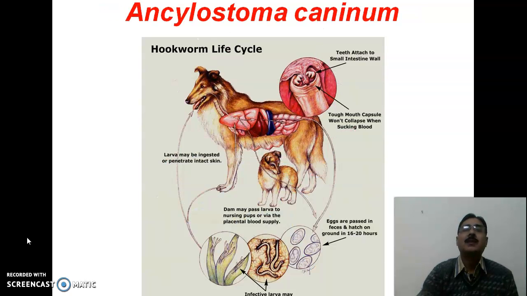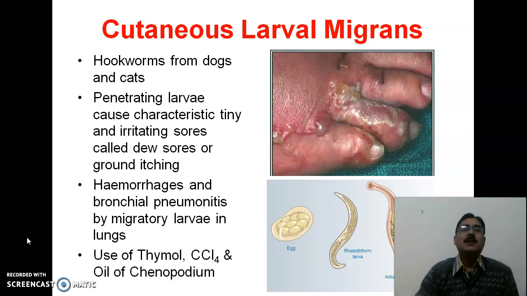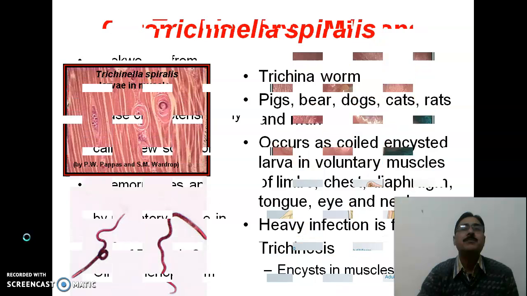This is the life cycle of Ancylostoma caninum, the hookworm of dogs. This is the migration of the cutaneous larva migrans, the hookworm from dogs and cats. You can see the penetrating larvae cause characteristic tiny and irritating sores called dew sores or ground itch, and hemorrhages and bronchial pneumonitis by migratory larvae in the lungs. The drugs which are used are thymol, carbon tetrachloride, and oil of chenopodium.